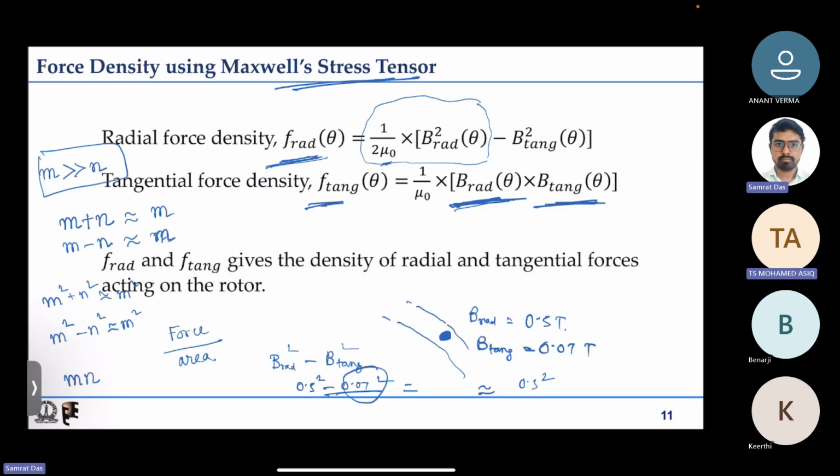Sir, the 1 by mu naught value, I'm getting around 8 lakhs. Can you comment on this value? Because mu naught is 4 pi into 10 to the power minus 7. It is giving me a very big value. What is the mu naught value? 4 pi into 10 to the power minus 7, Henry per meter, if I'm not mistaken. That is the value. 1 by that will give some lakhs. Yes, that is correct.